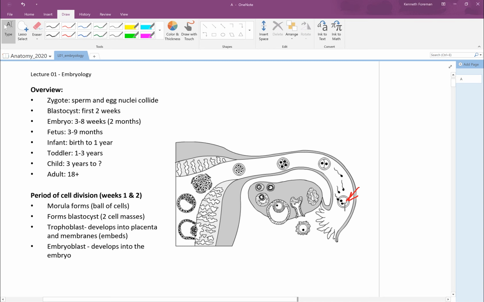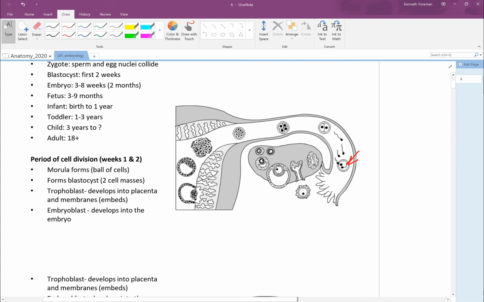Today we're going to start with embryology. You may wonder why we start with embryology. Well, embryology is the basis of all anatomy really, and it gives you the groundwork to be able to explain and understand things a little bit more thoroughly. And that's why I start out with the embryology aspect.